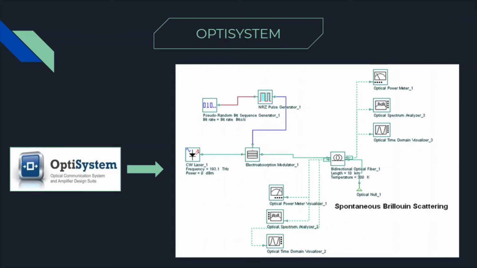If there is any temperature change, either becoming cool or hot, the optical fiber will detect it and produce the output at the optical time domain visualizer, and it shows as a frequency graph.